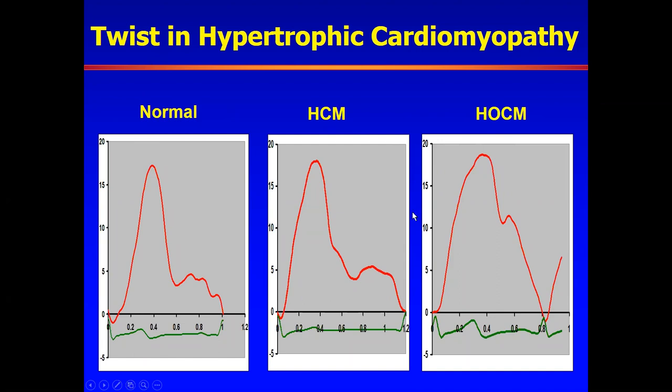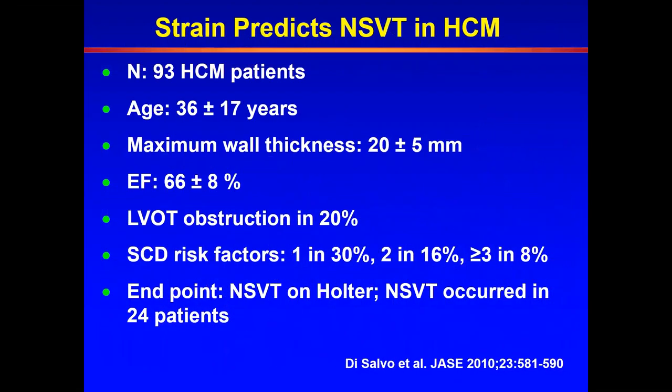This is an analysis that takes place offline. It takes a long time, doesn't add much, so it's really for research purposes. Not recommended. The simple recommendation for systolic function still is ejection fraction and now global longitudinal strain.